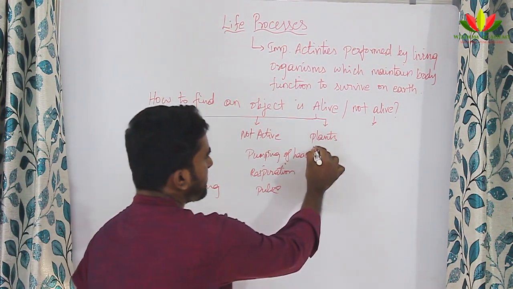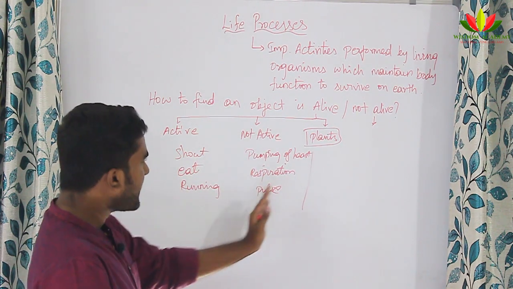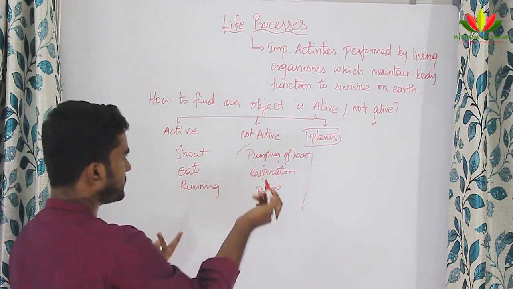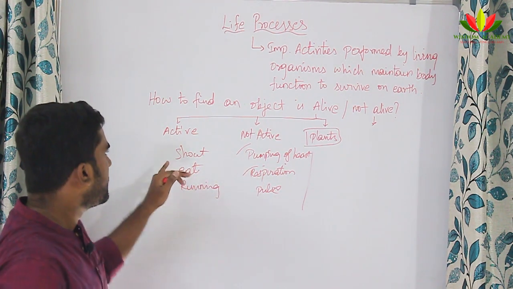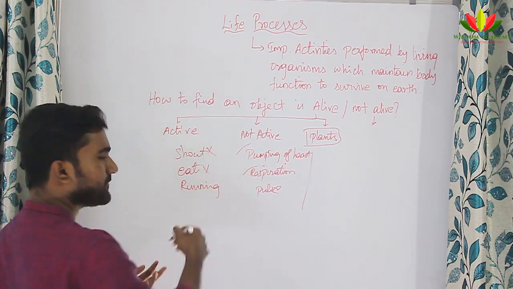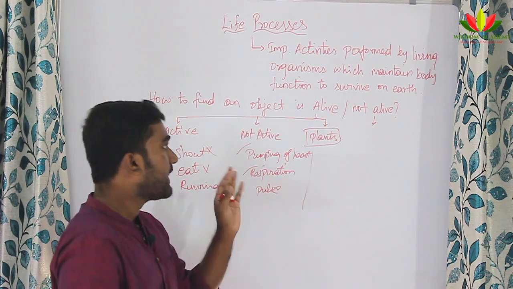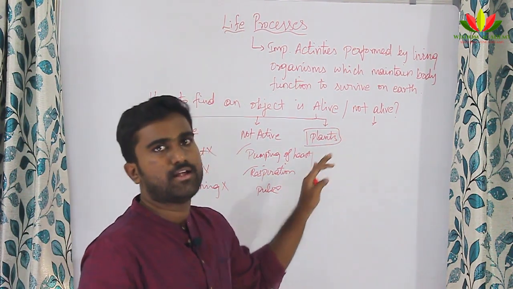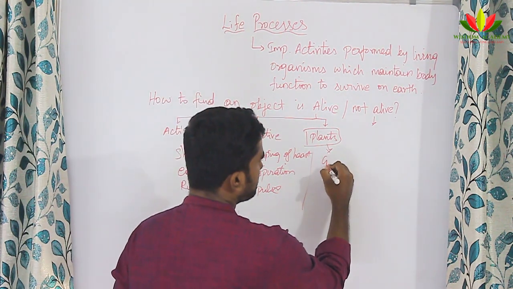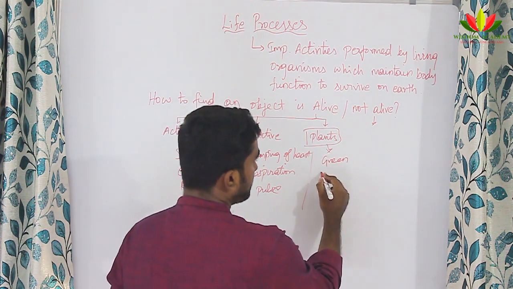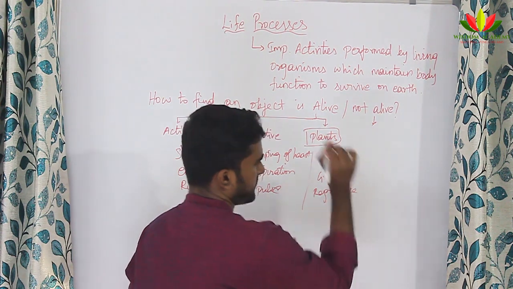On the contrary, a plant is also a living organism. We all know that. Does a plant pump a heart? No. Can we find inhaling and exhaling in a plant? No. Does a plant shout? No. Does a plant eat? Can you see how a plant is eating? No, you can't. Is a plant moving from one place to another? No. But a plant is also a living organism. How do you find that a plant is a living organism? A plant is green in color, a plant shows growth, a plant reproduces, right?